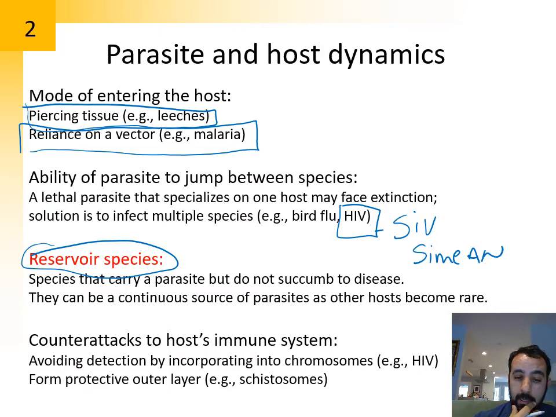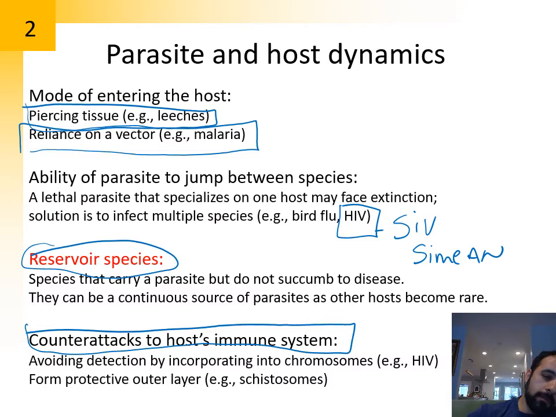And finally, the counterattacks of the host immune system are very important for parasite and host dynamics. If the host is very good at eliminating the virus or bacteria or whatever parasite it has, you don't spread that virus as much. So this is actually very interesting. COVID-19 doesn't kill that high a percentage. I'm not saying that it's a walk in the park. It's not. But right now the estimates are 3.4%, and that's probably overestimated because of inaccurate surveillance. They have not tested everybody.